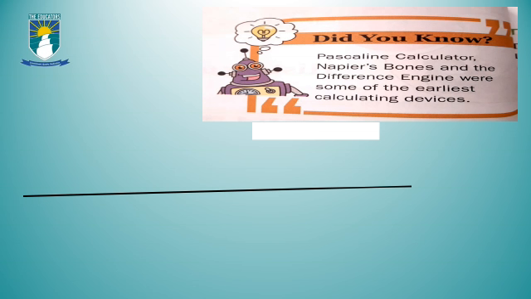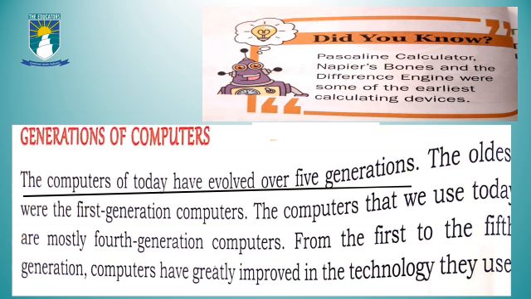Dear students, here are some calculating devices for you. Did you know Pascaline calculators, Napier bones and the difference engine were some of the earliest calculating devices. Now we're moving to the main topic of this chapter, generations of computers.